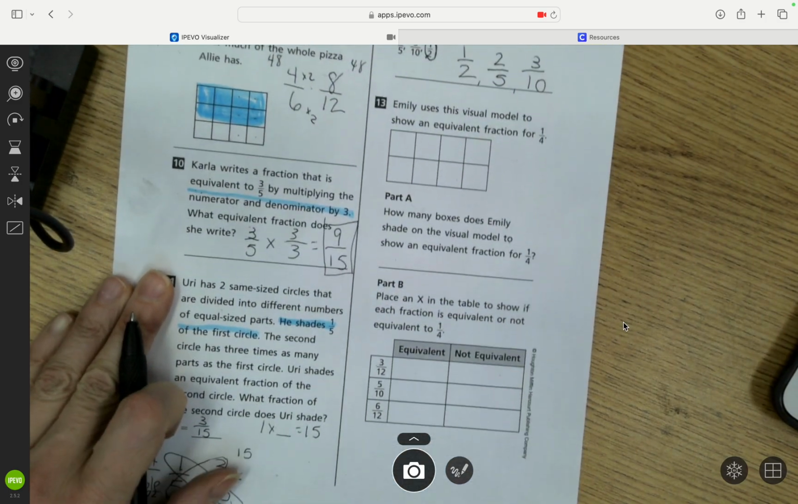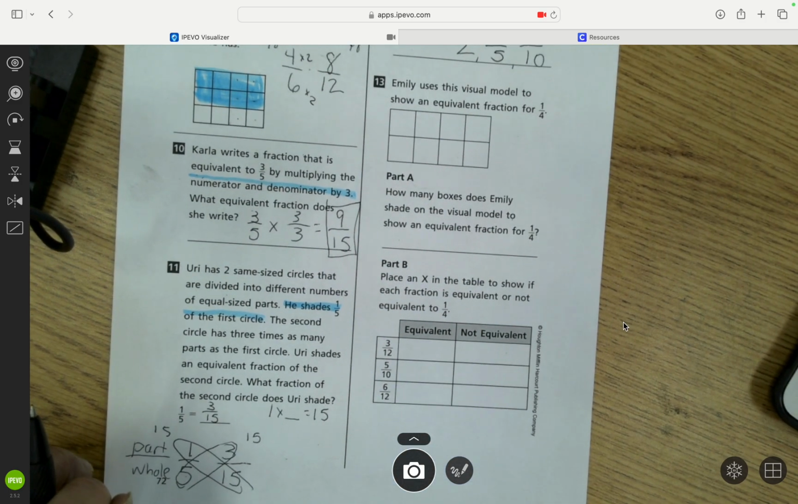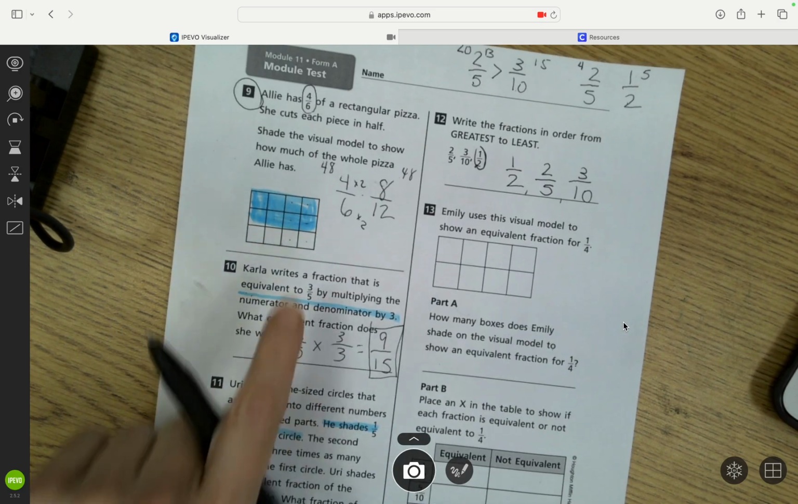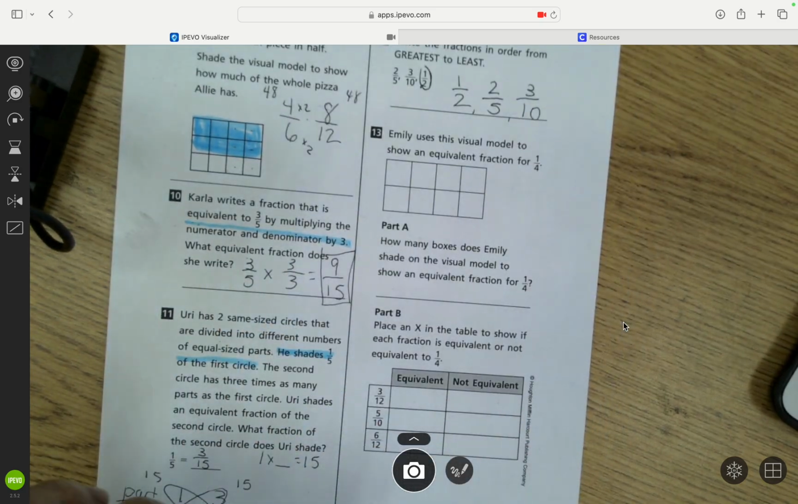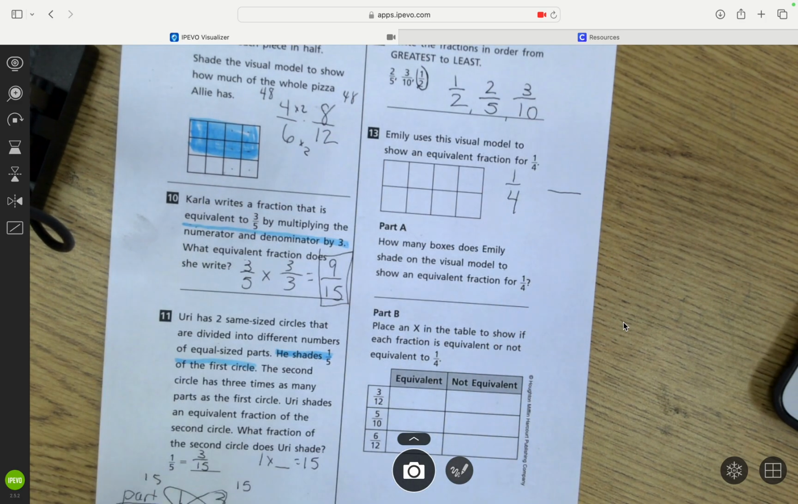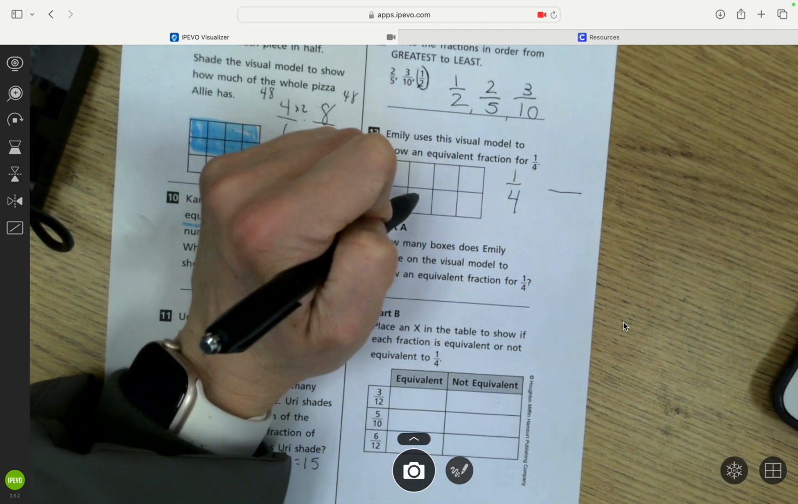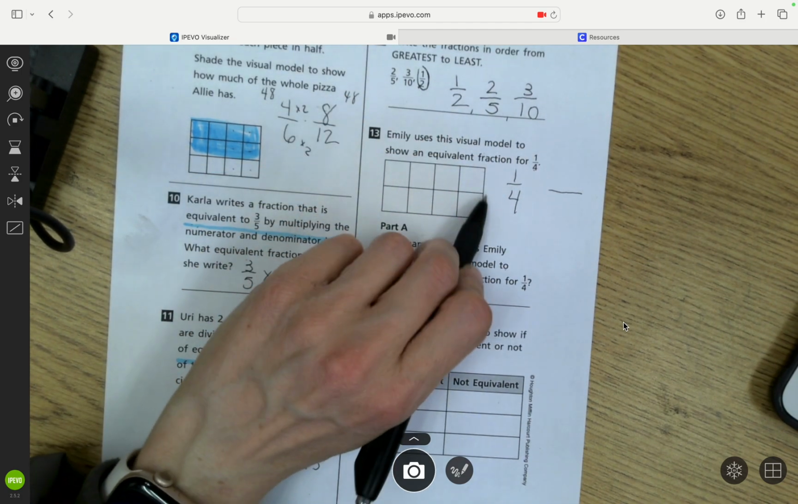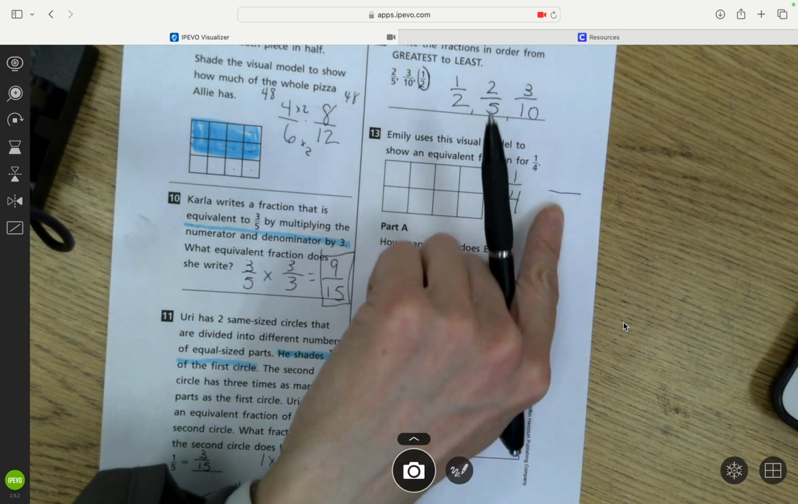Okay. We have one more piece left. Emily uses this visual model to show an equivalent fraction for 1/4. How many boxes does Emily shade on the visual model to show an equivalent fraction of 1/4? Again, just like we did here, we're going to make a comparison. So 1/4. And now we have to create an equivalent fraction to 1/4, but we're going to use this picture to help us fill out the other fraction.